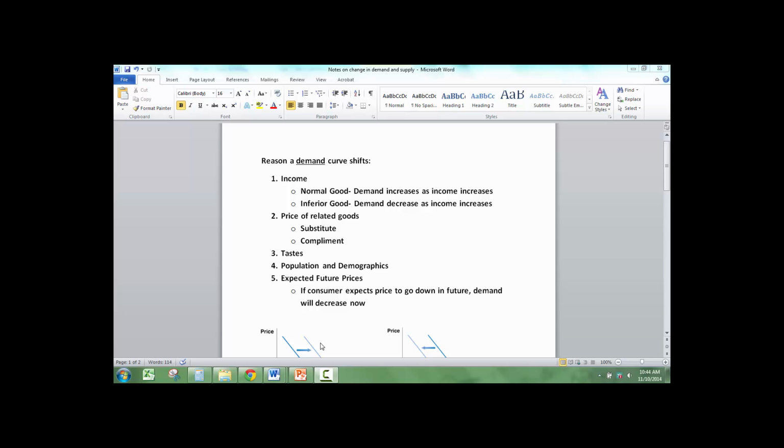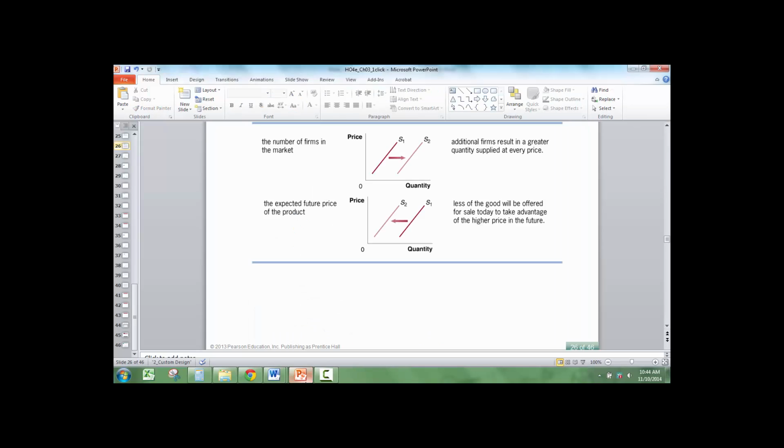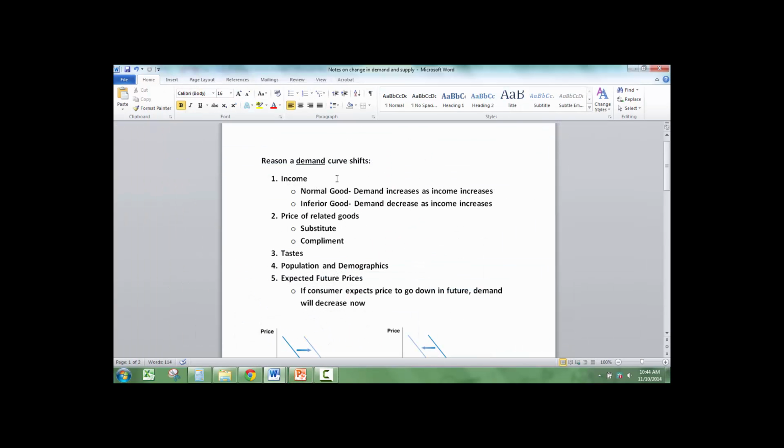This is to review the supply and demand curve shifts and homework for economics. So we're going to talk about the reasons that a demand curve would shift and the reasons that a supply curve would shift. The first reason is income. If it's a normal good, demand increases as income increases. If it's an inferior good, the opposite would happen.